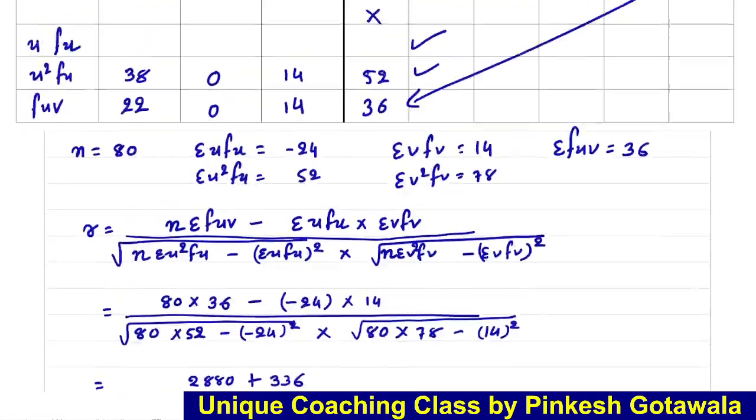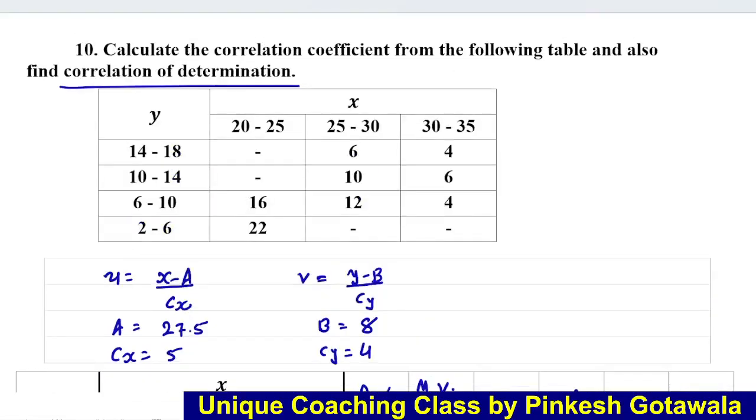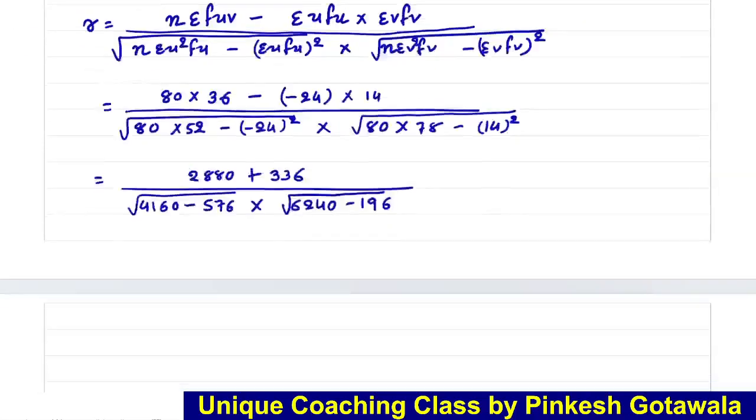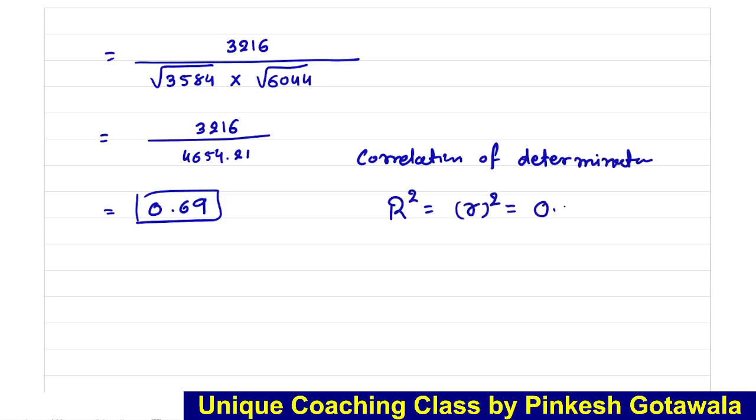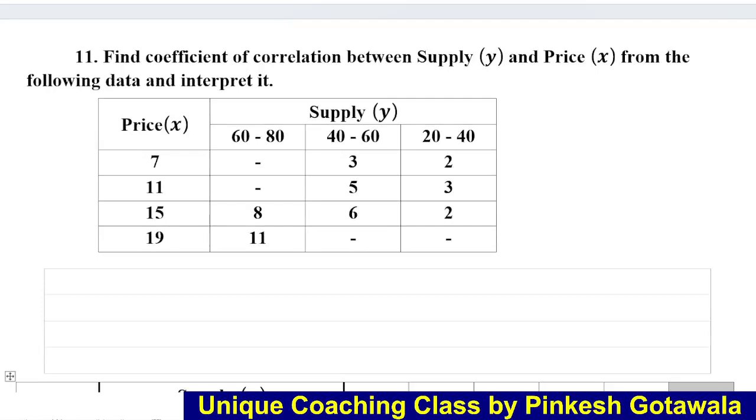And here they also ask to find out the coefficient of determination. It means capital R square, 0.69 square. So the final answer is 0.48. So a simple sum, a minor twist point, not much hard. Let's see one more sum.